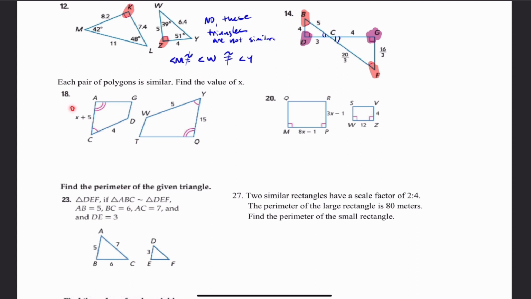Alright, for 18 and 20, each pair of polygons is similar. Find the value of x.